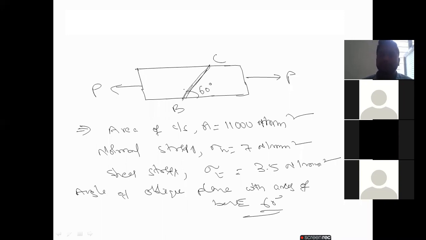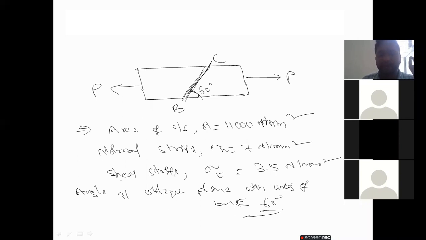But the thing is that we need the angle of oblique plane, the BC, whatever it may be, with the normal cross section of the bar. So actually what they have given, my dear students, please don't get confused here. If they give 60 degrees like this, don't take directly theta equal to 60. It is not theta.